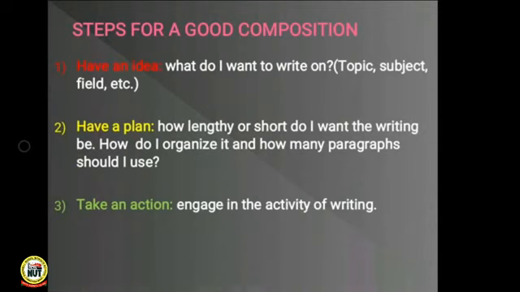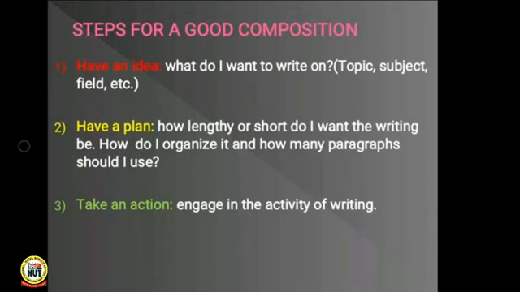Now, for you to make good compositions, there are steps you must follow. Let us look at the steps for a good composition. Number one, you must have an idea. What do I want to write on? What topic? What subject? What field of life do I want to write about? Am I writing about myself? Am I writing about a particular thing? Am I writing about a particular place? First of all, you must have an idea. What do I want to write?